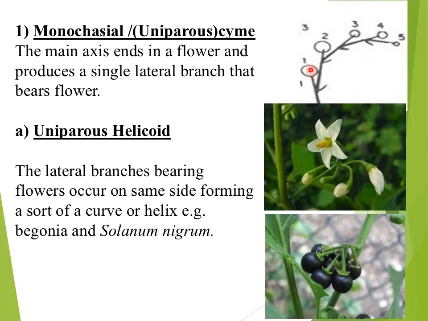For example, here this is Solanum nigrum, and you see this flower is present and the growth will stop. Again, a new stalk will form, the growth will be checked. Again, next time a new flower will be born and the growth will be checked. So it forms a helical structure, known as helicoid.